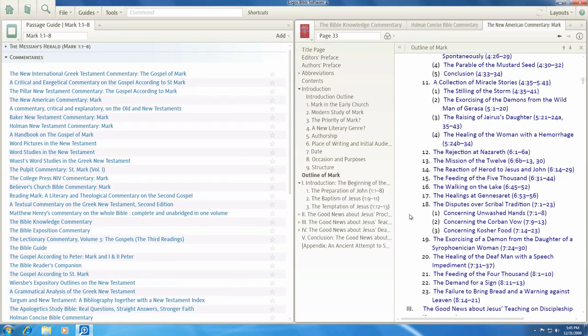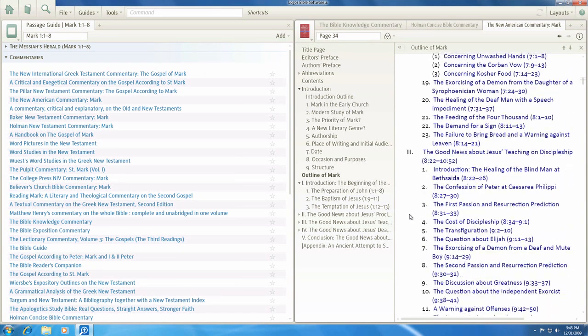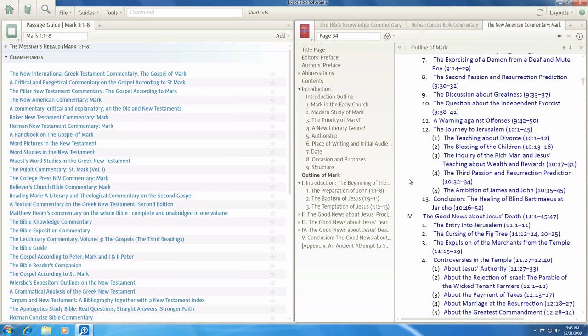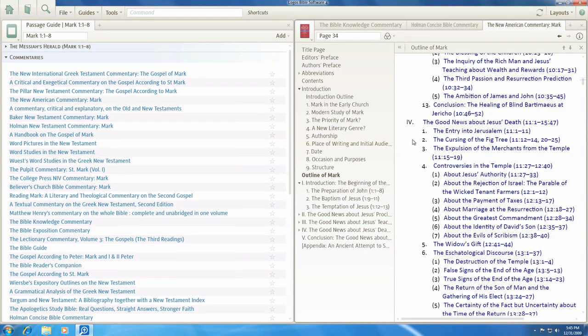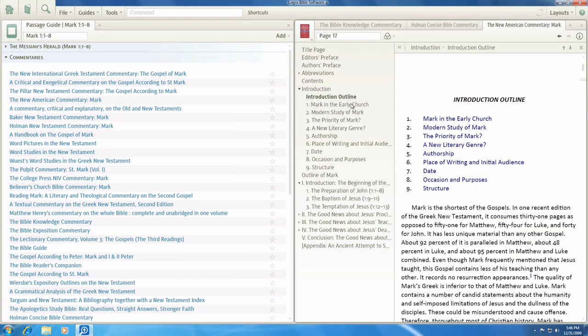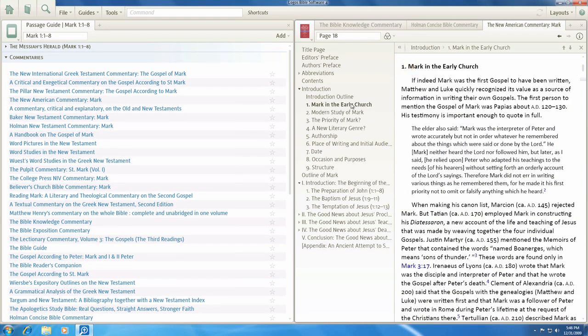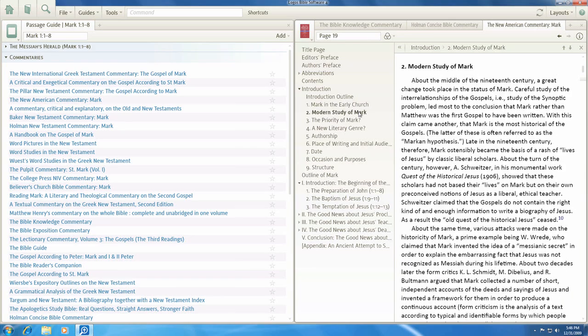Scrolling far down. The good news about Jesus' teaching on discipleship. The good news about Jesus' death. And you'll notice that this outline is much longer than anything that we've seen before. That's because multi-volume commentaries are designed for detail. Like the other resources we've seen up to this point, there's introductory information, but the discussion you'll find is much more detailed, much longer.